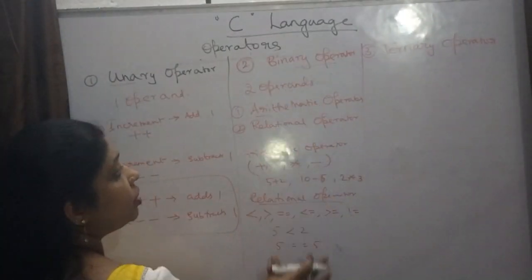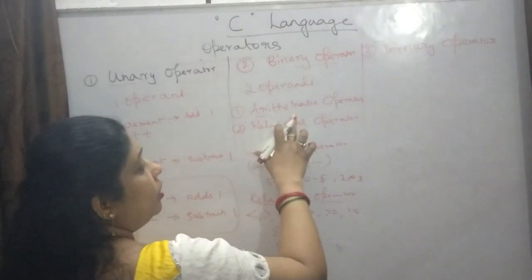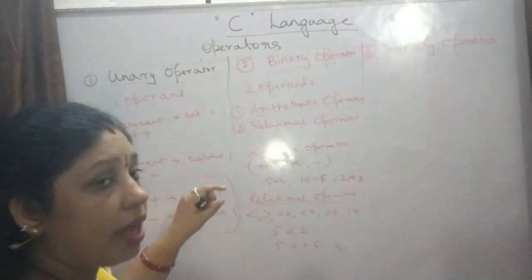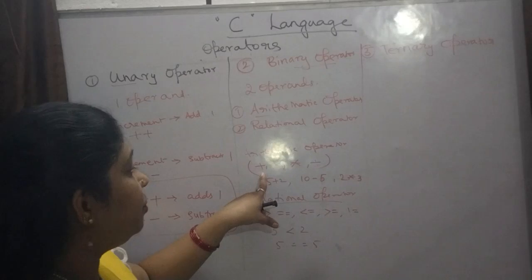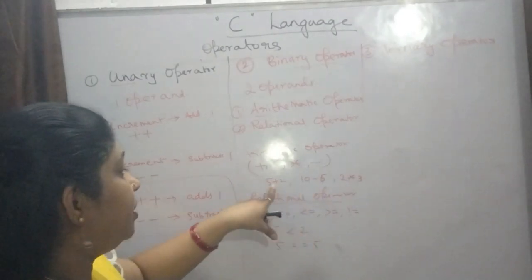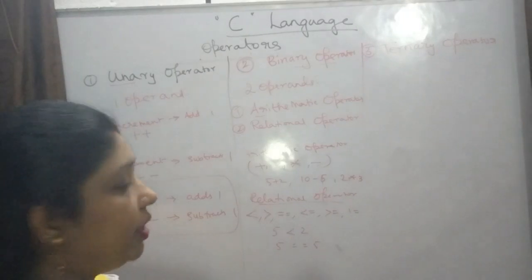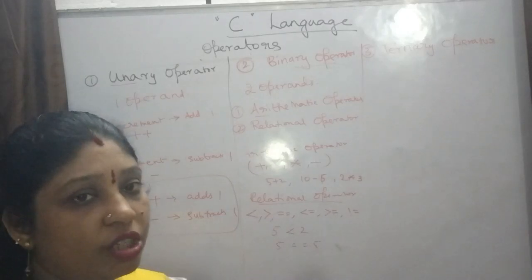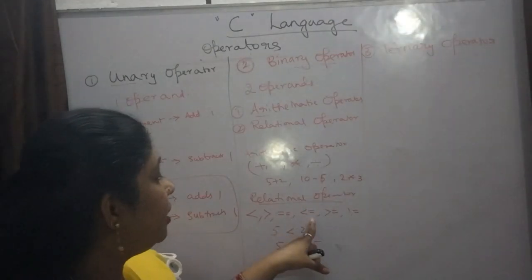So once again I will repeat the binary operators. For binary operators, a minimum of 2 operands should be there, and the operators used in binary are arithmetic operators and relational operators. Under arithmetic operators, for the 2 operands you will be using plus, minus, multiplication, division, modulus, and so on. With the 2 operands only you have to work. And for relational operators, you compare the 2 operands, whether one is big or small, like greater than, less than, equal to, and not equal to.